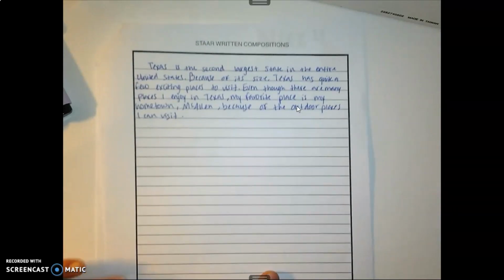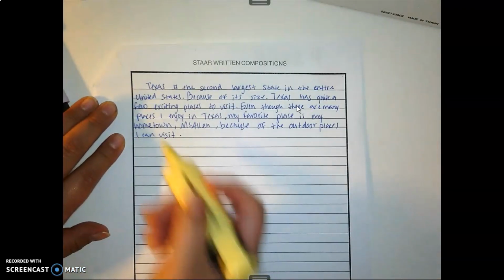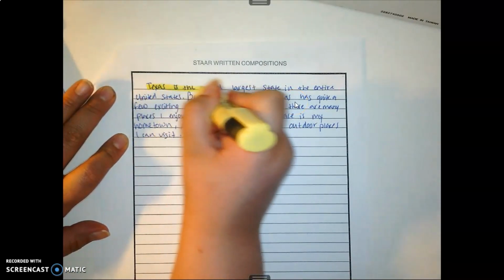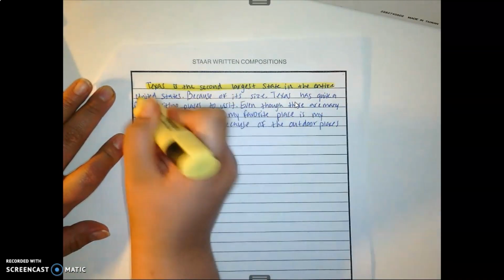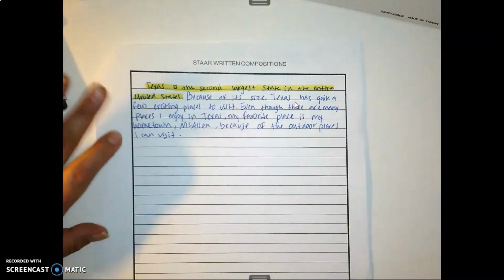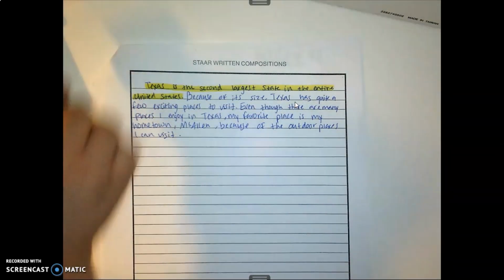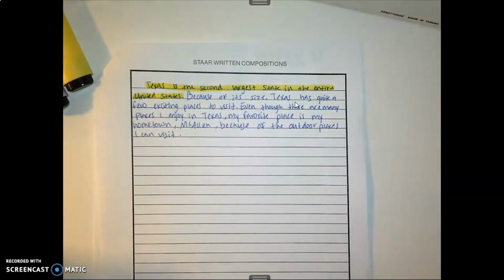Yeah, it's going to be the first sentence. So I wrote, Texas is the second largest state in the entire United States. That is my hook. I wanted to use a fun fact hook, that way I could grab the reader's attention. Oh, she's going to talk about Texas, and she's talking about how big it is at first. So that's what I wanted to do.